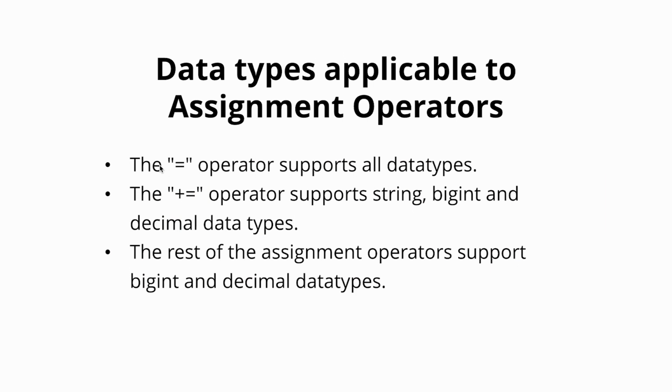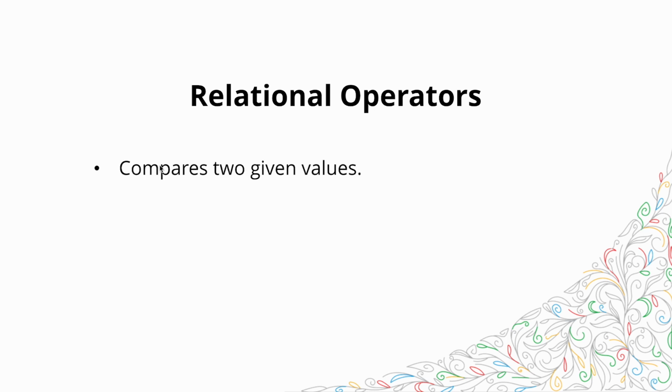And the data types applicable for the assignment operators are all the data types. The plus equal to is applicable only for string, big int, and decimal, and the rest of the arithmetic assignment operators are applicable only for the big int and decimal data types. Okay, and then comes the relational operators.